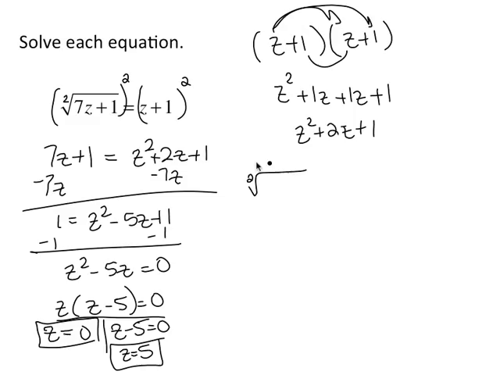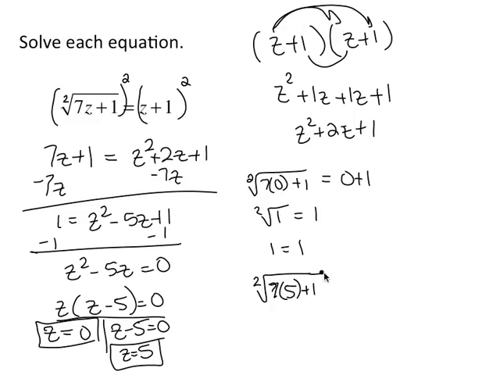So I'm going to take the square root of 7 times 0 plus 1. Does that give me 0 plus 1? So the square root of 1, does that equal 1? And it does. So we know that z equal to 0 works. Now let's try z is equal to 5. So the square root of 7 times 5 plus 1, does that equal 5 plus 1? So the square root of 36, and it does equal 6.